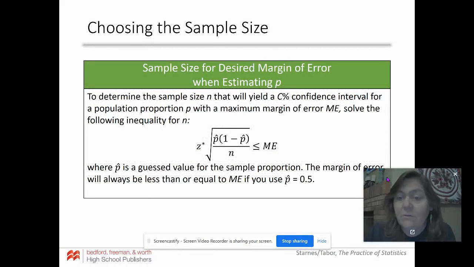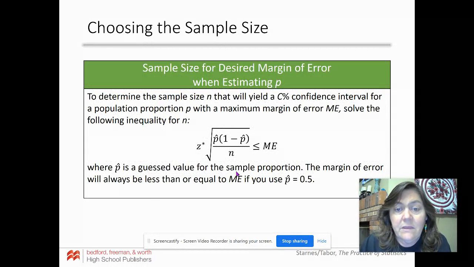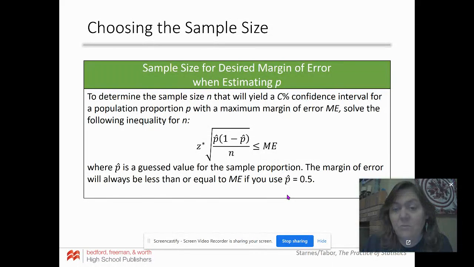All right, so again, you set up the formula like this. You want this margin of error to be less than or equal to some maximum margin of error that's given to you, and you solve for n. And if you don't know what p-hat is or should be based on past studies, then you use 0.5.